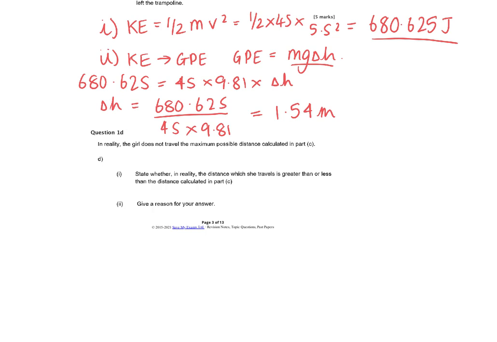Moving on to question 1D. In reality, she does not travel the maximum distance that we just calculated. First of all, we've got to say, is she going to travel more or less than that? So in reality, she's not going to travel quite that high. The reason for that, first point, is not all of her kinetic energy is going to convert to gravitational potential energy. So not all that kinetic energy is going to give her the height.